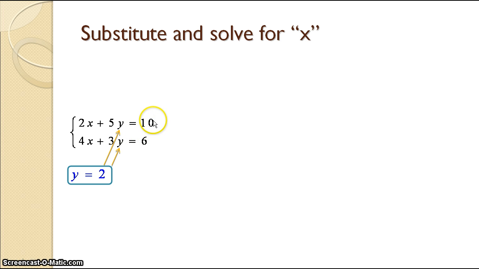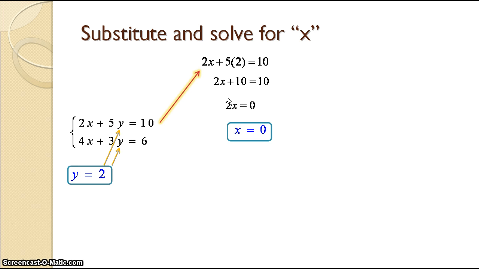First, we will put it in the top equation, and remember to substitute always in parentheses. So I put 2 in for y, and I have 2x plus 5 times 2 equals 10, which is 2x plus 10 equal to 10. Subtracting 10 from both sides, 2x equals 0, so x equals 0.